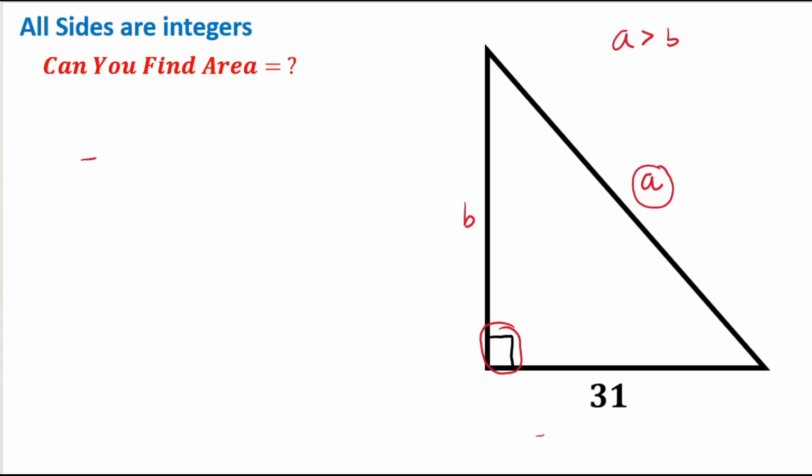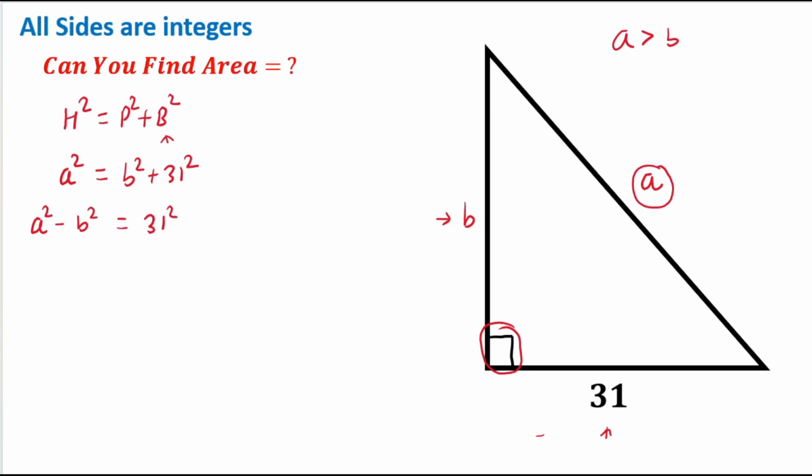Now if we apply the Pythagoras theorem in this triangle, then we know the Pythagoras theorem is: square of hypotenuse equals perpendicular square plus base square. Here the hypotenuse is A, so A square equals perpendicular B square plus base 31 square. Now if we take B square to the left hand side, then A square minus B square equals 31 square.